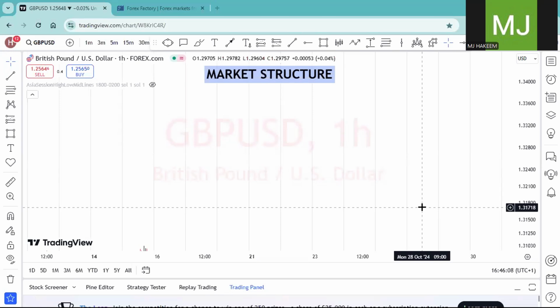Imagine being able to predict the direction of the market with confidence. Sounds like a dream come true, right? Well, it is not as impossible as you think. By understanding the market structure, you can actually gain a valuable edge in the financial market.